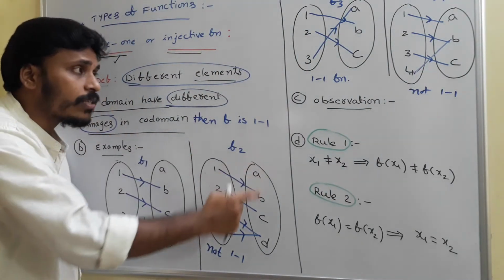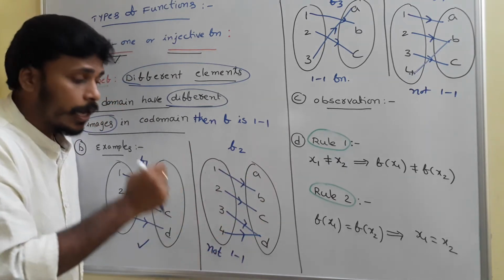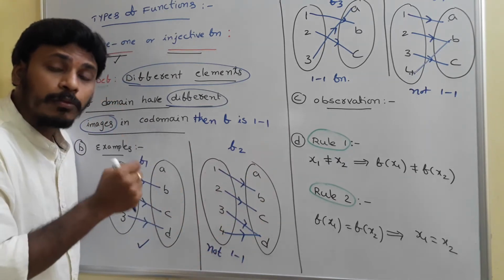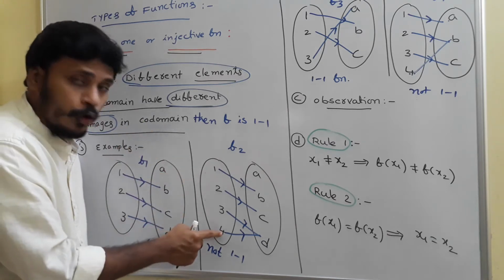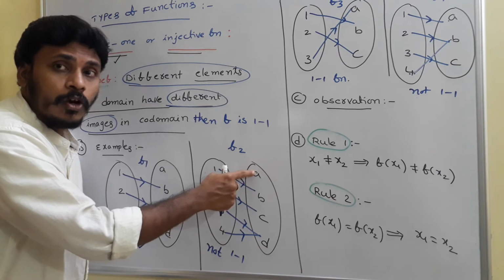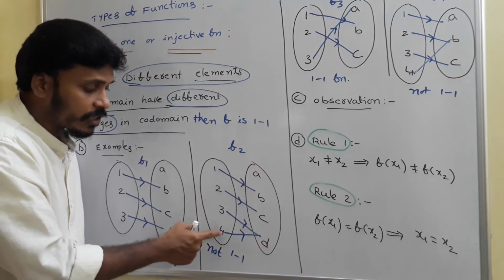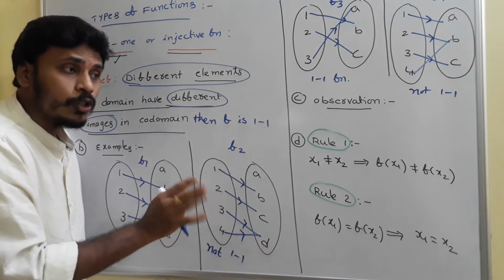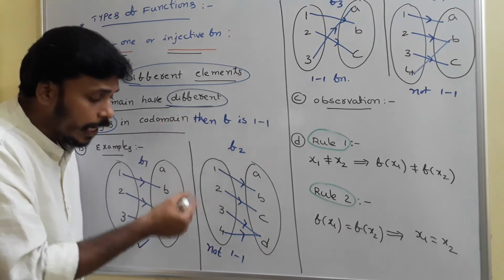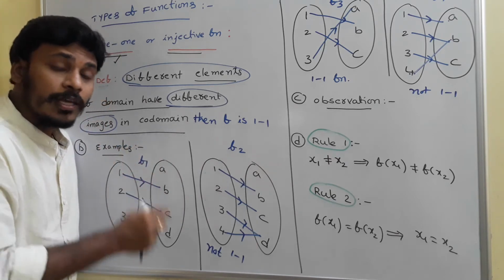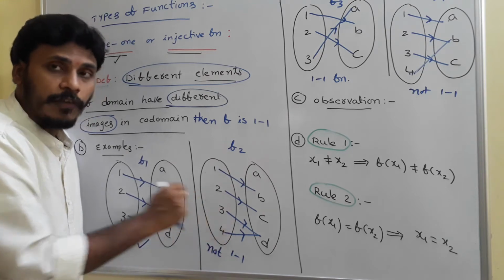When you observe the second one and the fourth one, this second function is not 1-1, but we are able to make it 1-1 if you need. If you connect this 4 to A instead of D, then it becomes 1-1, right? Here we just connected 4 to D, but if you connect that 4 to A, then automatically it will become 1-1. So here we have a chance to convert it into a 1-1 function just by redefining.